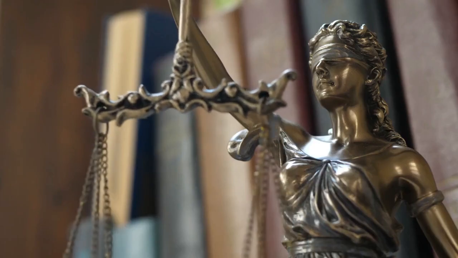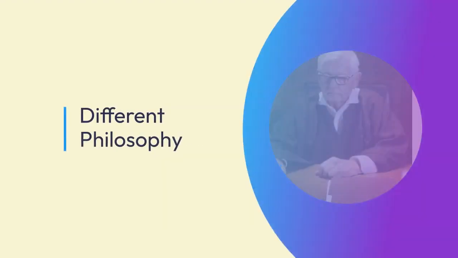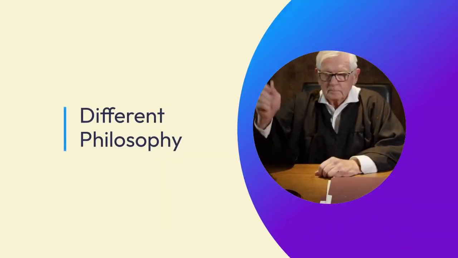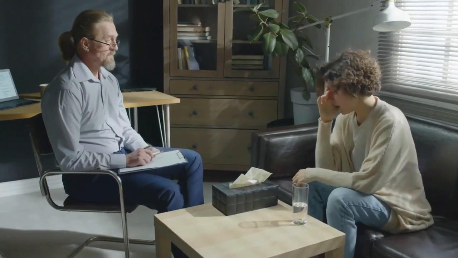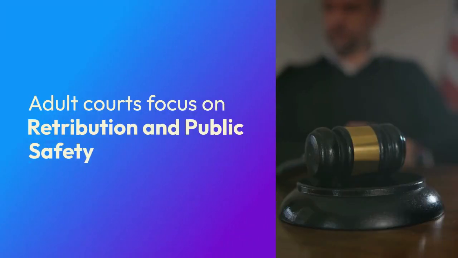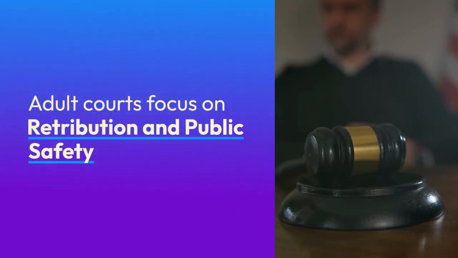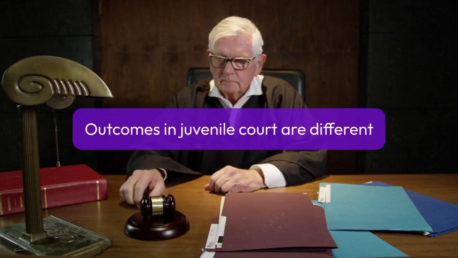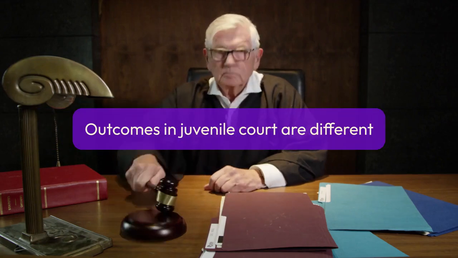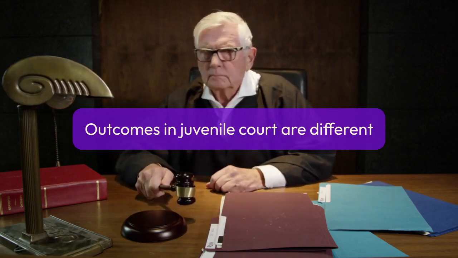Why is this different from adult court? The juvenile justice system has a different philosophy. Its primary goal is rehabilitation and the best interests of the child, rather than just punishment. Adult courts focus more on retribution and public safety. Because of this, the outcomes, or dispositions, in juvenile court are also different.